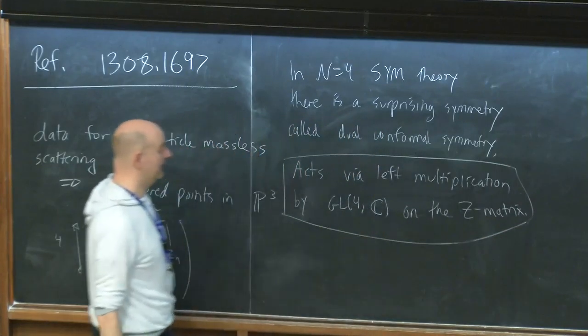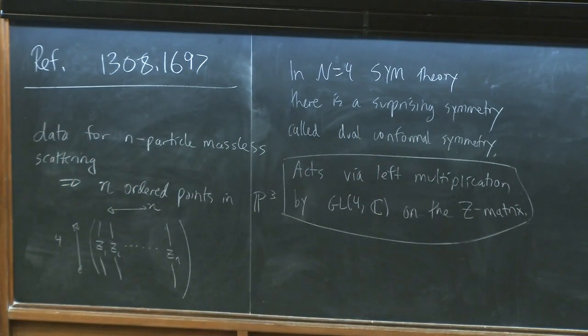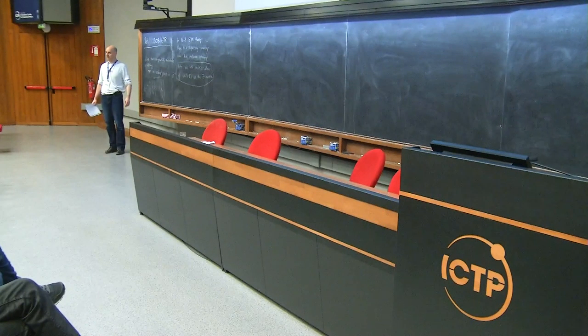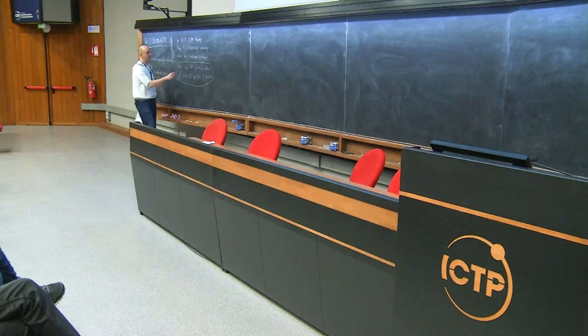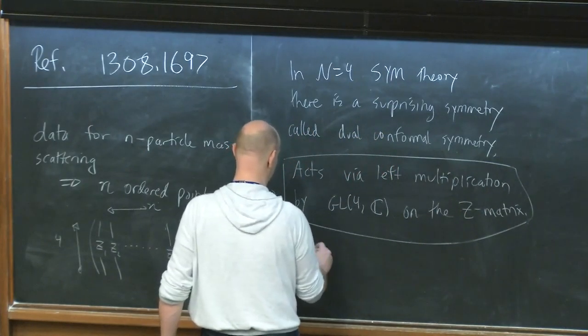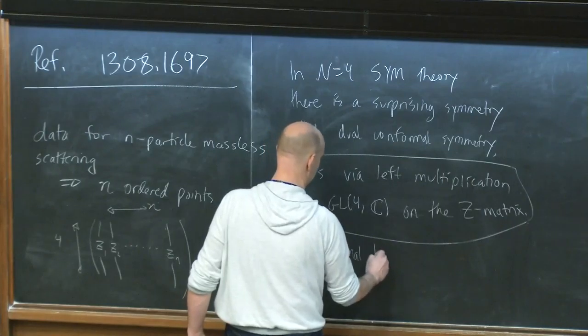Okay. This is a highly non-trivial symmetry. What it means is that if you calculate a scattering amplitude as a function of the kinematic data, it has to be invariant under multiplying this n by 4 matrix by any 4 by 4 GL4C matrix. When you translate back to the other variables that we've considered, remember we defined these dual momenta x, where p_i was x_i minus x_{i+1}. Dual conformal transformations amount to conformal transformations in x space.